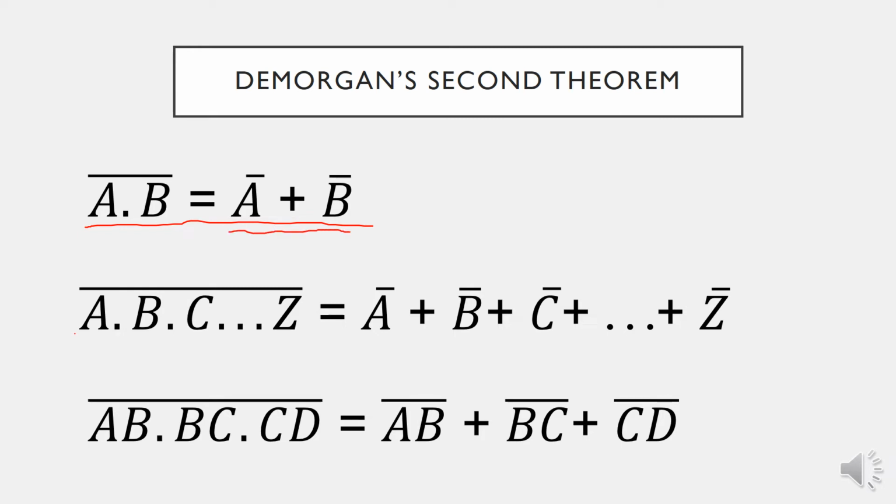And we can also apply this second theorem to an expression that has a term with more than one variable in one term, and the output still follows the same rules applied to two variables.